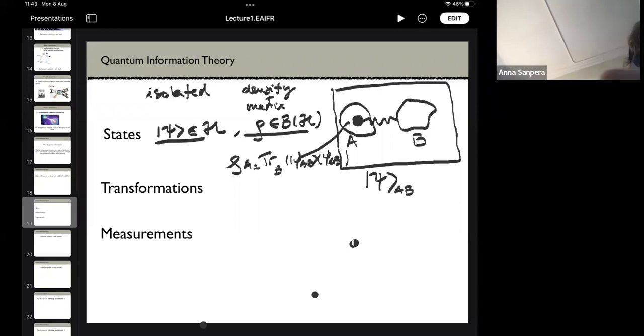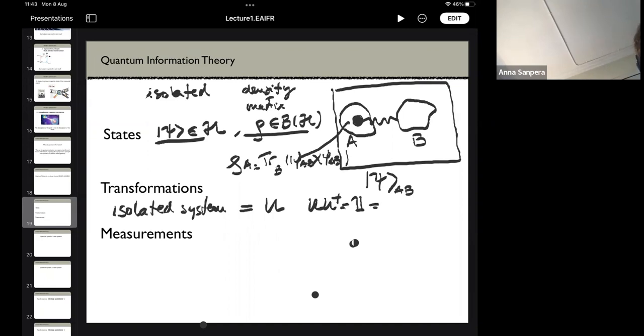What else? We have transformations. For isolated systems, quantum mechanics tells us that this is the Schrödinger equation, so transformations are unitary, that is, transformations such that this is the identity.